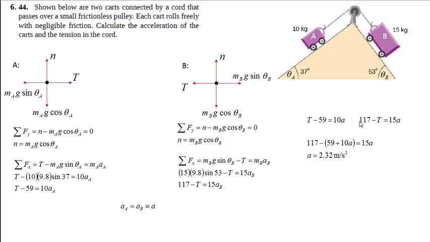So I would probably solve this one for T and get 59 plus 10a, and plug in that value for T into here, which is what I've done here. So 117 minus, and then I solve this as 59 plus 10a for T. And then I solve for my acceleration. Now once I know my acceleration, I can come back and plug it into this expression, which I've done here, to solve for my tension.